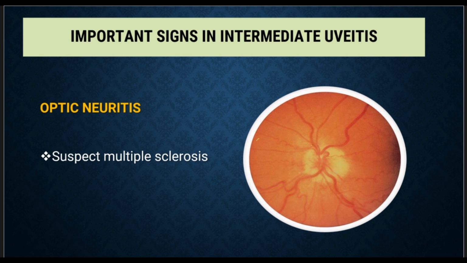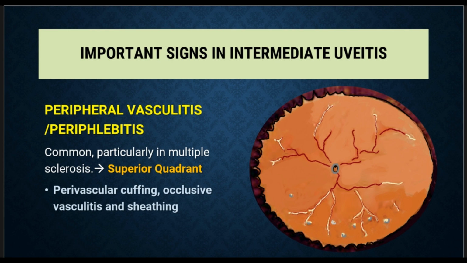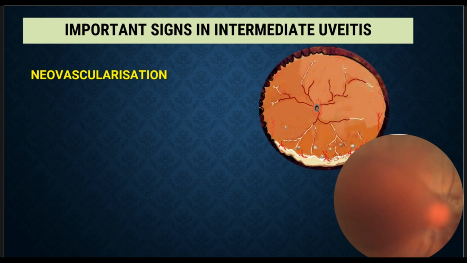So what about optic neuritis? Now, as we discussed, in pediatric intermediate uveitis, we do find disc edema quite commonly. But if you see optic neuritis along with the drop of vision, pale disc, and you also have some superior vasculitis, of course, you can actually suspect multiple sclerosis as the cause of intermediate uveitis. So I hope that point is clear. Then, of course, we have other complications that we discussed in signs as well. So, peripheral vasculitis, periphlebitis can also be a complication. New vessels, definitely a complication.